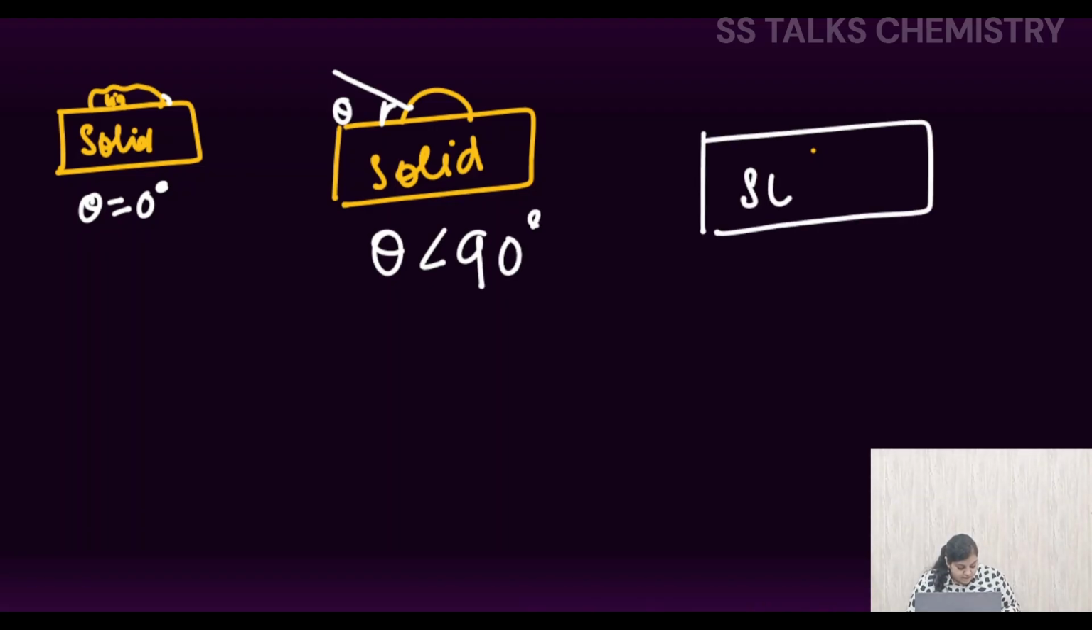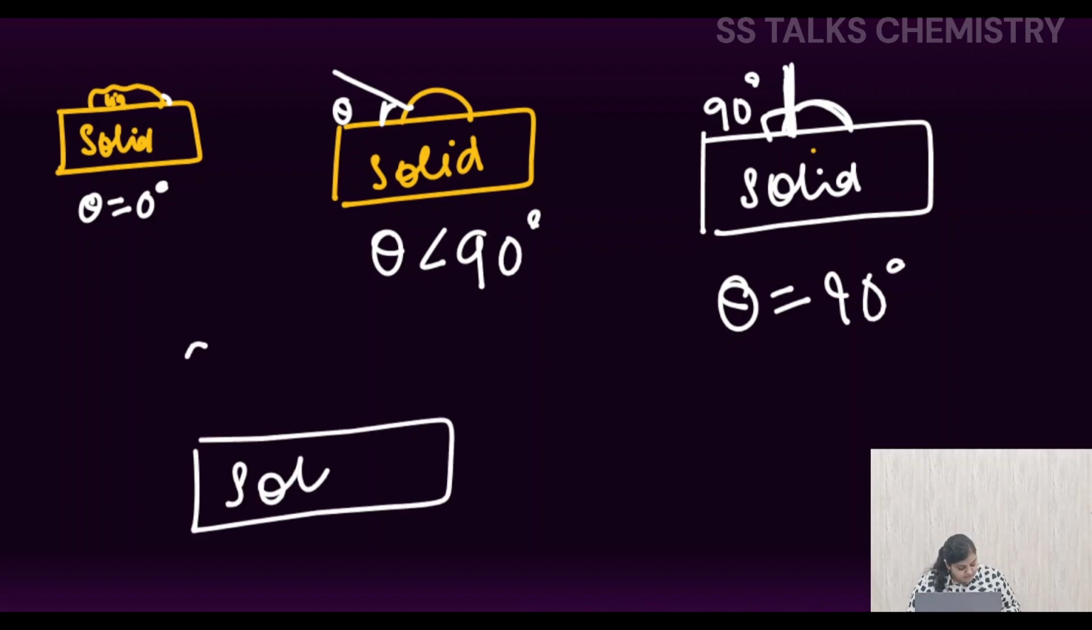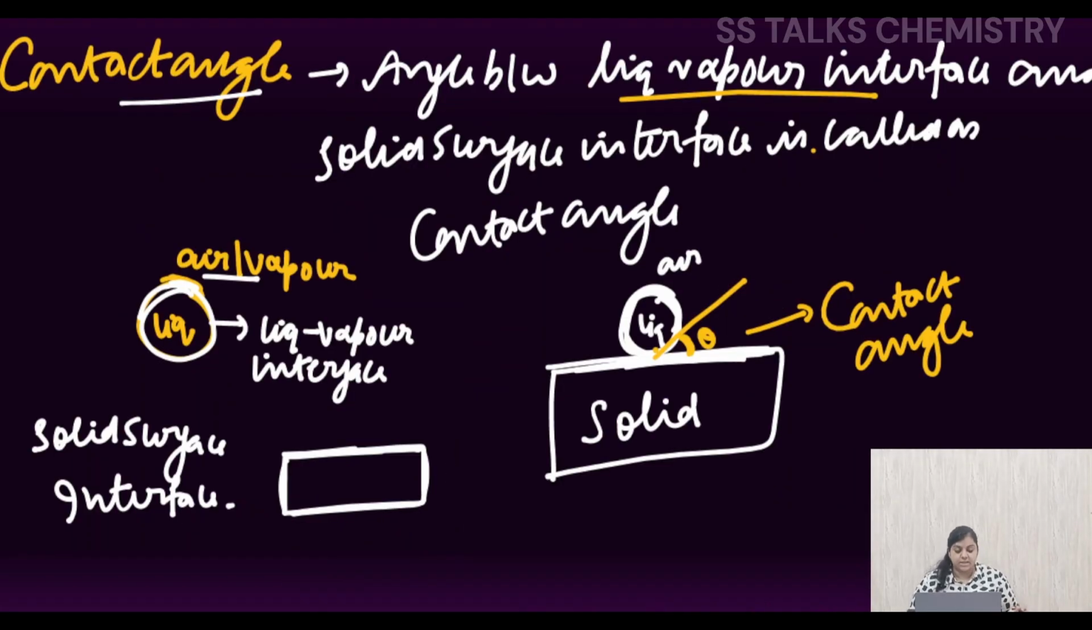The third case that is possible is when the solid is present and the drop is like this, so the direct contact between these two makes an angle of 90 degrees. So theta can be 90 degrees. Also, if you have this type of solid and the drop is present like this, this is the angle between them. This theta angle is going to be greater than 90 degrees. The more the angle between them, the lesser the wettability. This is how the wettability concept defines it.